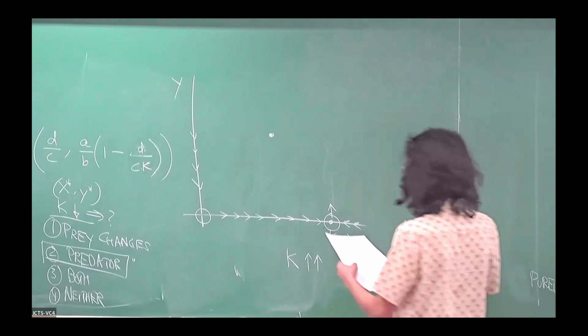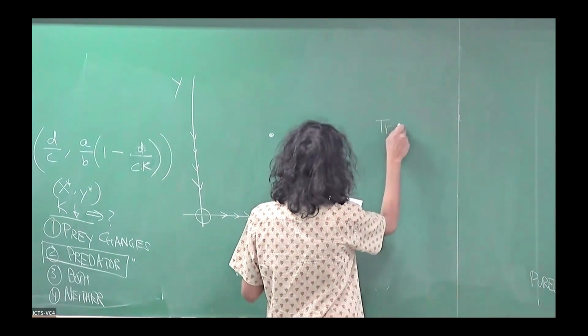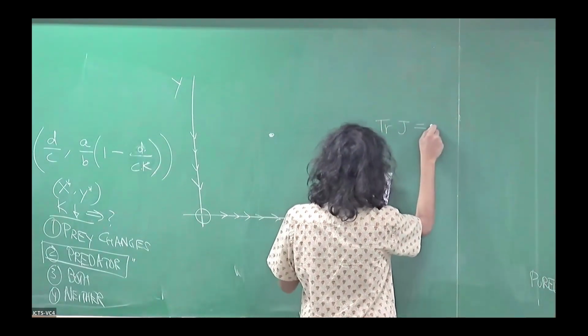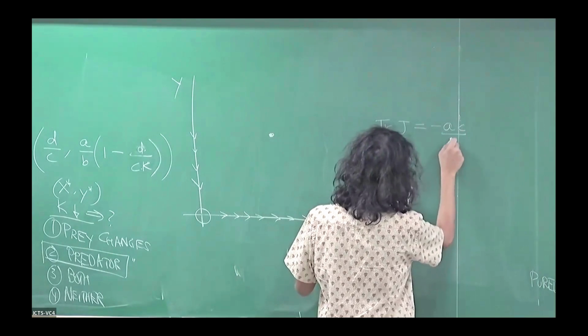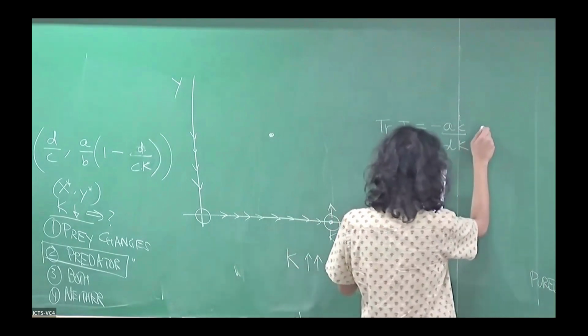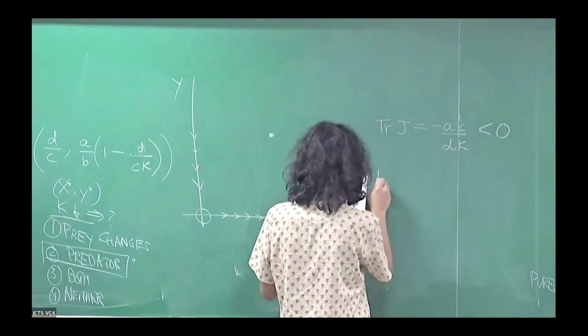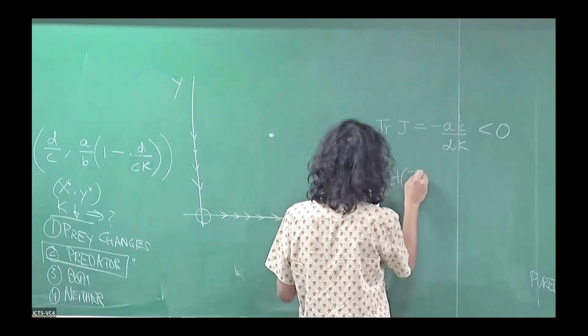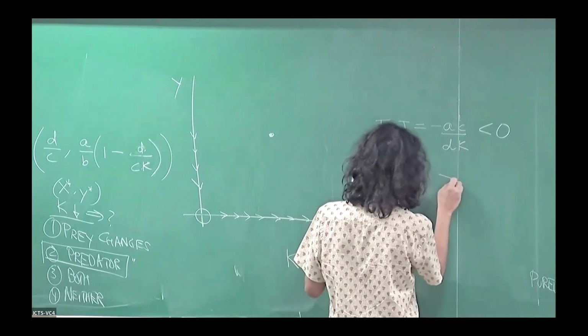But at this point, you're going to see a Jacobian, which is going to have a trace that looks something like AC by DK, or AD by CK, but that's going to be negative. And you're going to see a determinant that's going to be positive.